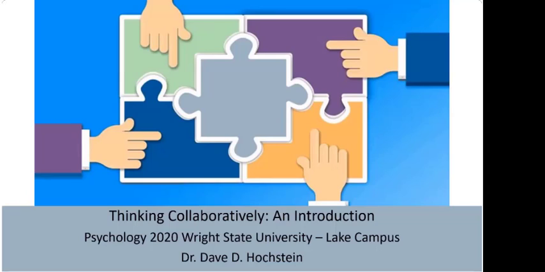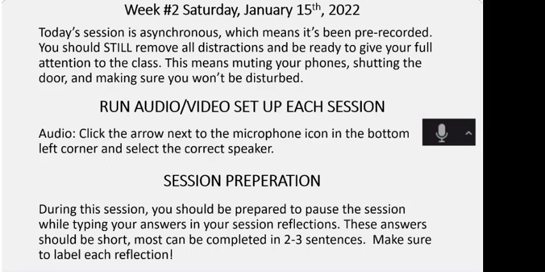So this is for week 2 of the semester, and today's session is asynchronous, which means that it's already been pre-recorded. However, you should still remove all distractions and be ready to give your full attention to the class, and that means muting your phones, shutting the door, making sure that you won't otherwise be disturbed. We will have you run the audio-video setup for each of the sessions. For this particular session, though, we'll make sure that your audio is working, and you can do that by clicking the arrow next to the microphone icon in the bottom left corner and selecting the correct speaker.